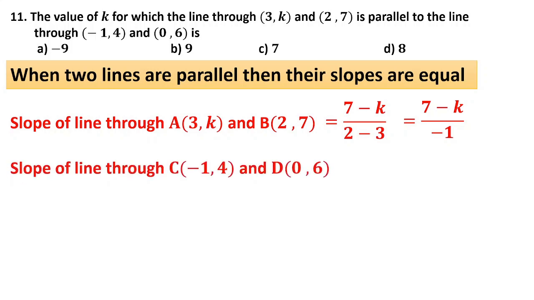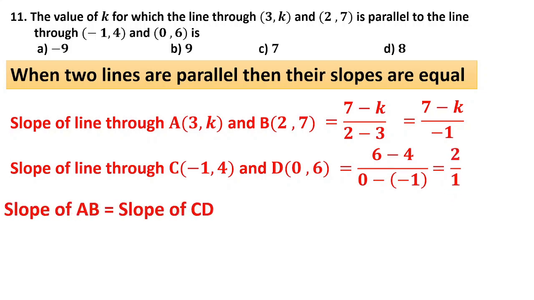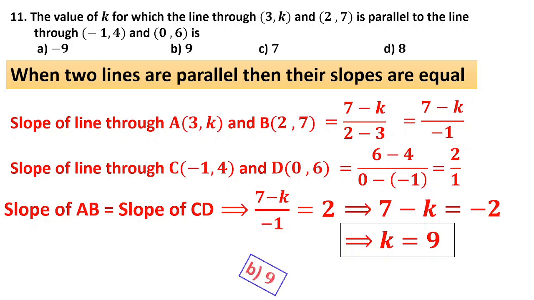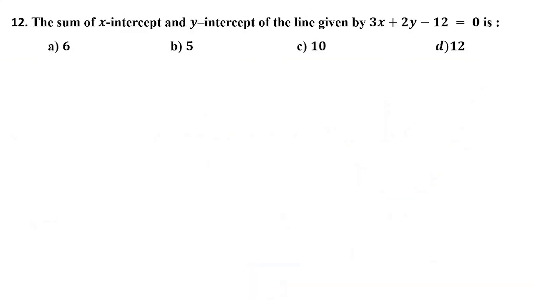Slope of the line through C and D, that is minus 1, 4 and 0 comma 6, using the same formula y2 minus y1 divided by x2 minus x1, we are getting 2 by 1, which is 2. Therefore, since the lines are parallel, slopes are equal. Therefore, 7 minus k by minus 1 is equal to 2, or k minus 7 is equal to 2. Therefore, k is equal to 9. Our option is B.